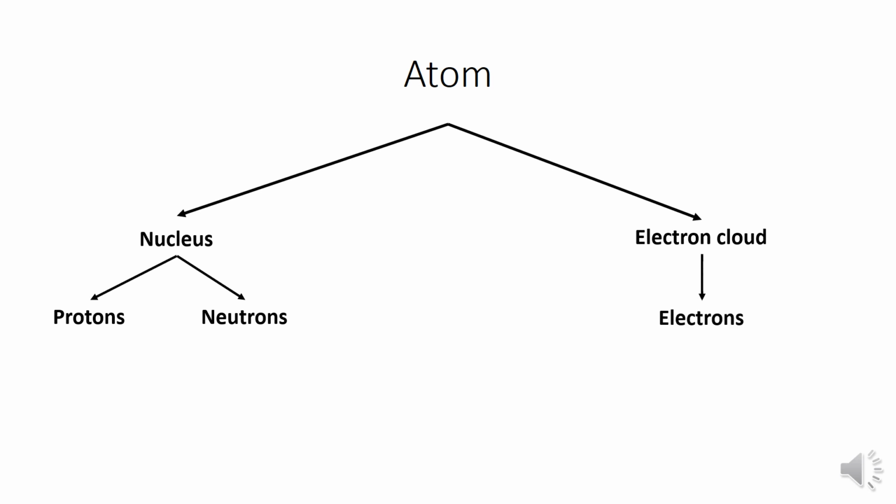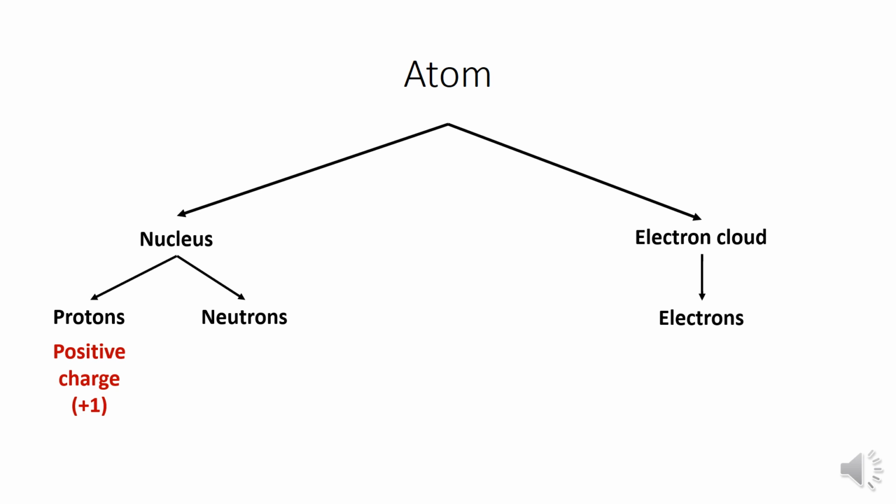Now, we should also know that these subatomic particles have charges. What do we mean by charges? They either have a positive charge, a negative charge, or a neutral charge. Protons, this word starts with a P, so it's actually a positive charge. And each proton has a +1 charge. Neutrons have a neutral charge.